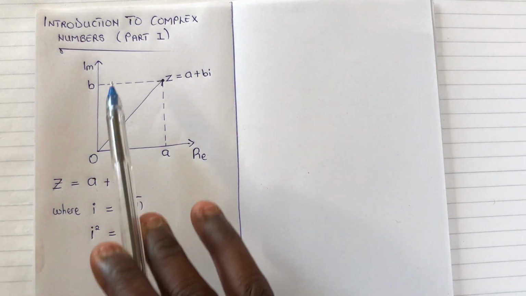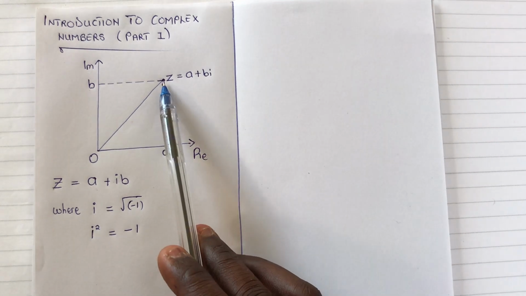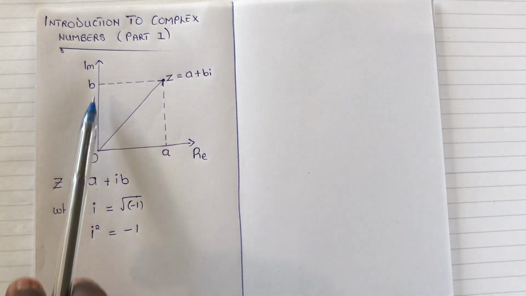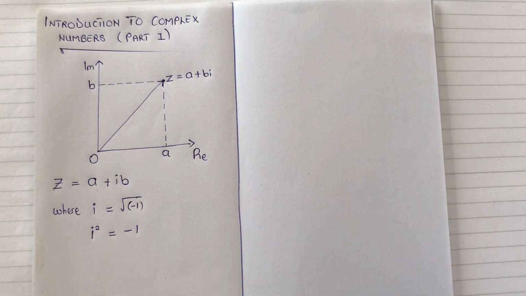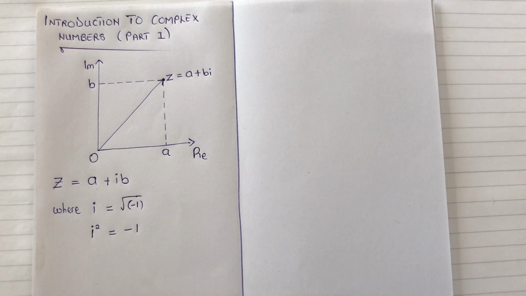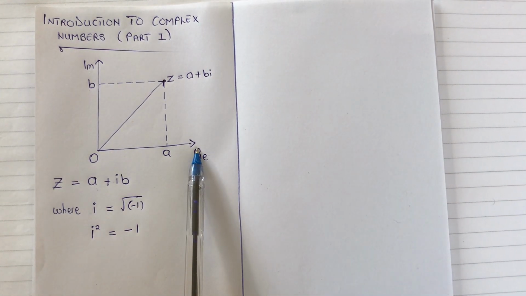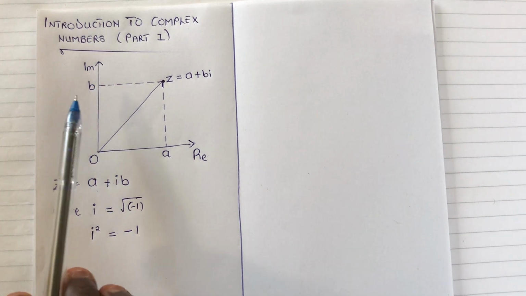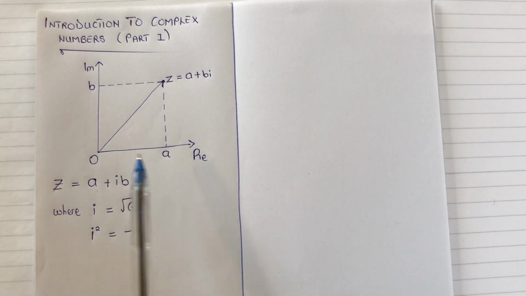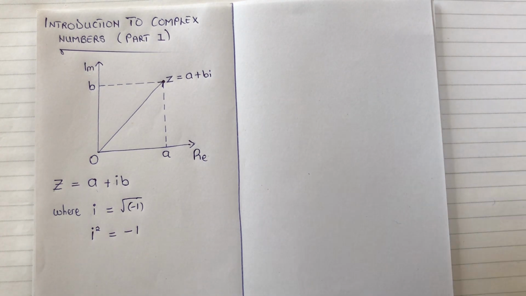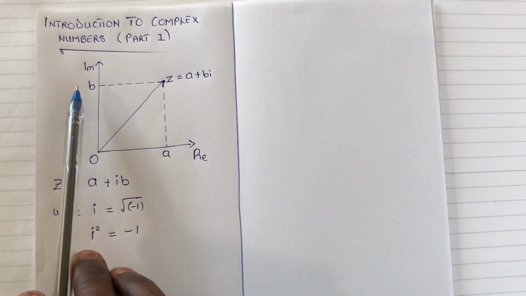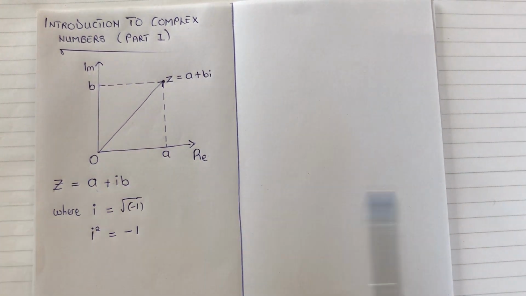We can represent it on a diagram to form a vector as I have here, and we call this diagram the Argand diagram. That is what we use to represent complex numbers. This line is the real axis and this line is the imaginary axis. IM stands for imaginary axis, RE stands for real axis. So all real axis values here are the a values that you can plot, and the b values are the imaginary values.